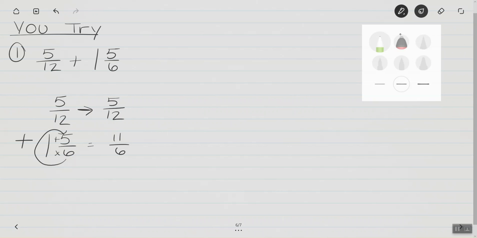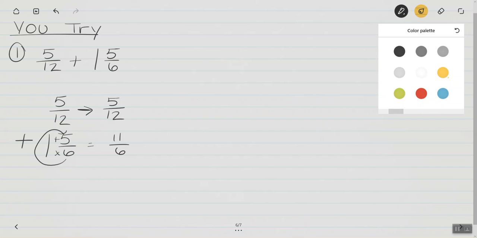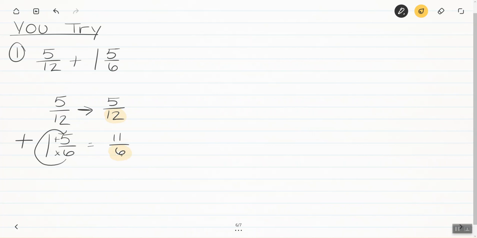Now I have to look at my denominators. I have a 12 and I have a 6. Look across the 12 row and the 6 row at the same time. Start with the 6 row. The first digit that's in the 6 row on the multiplication chart would be 6. Does 6 show up in that 12 row? No. The second number in the 6th row would be 12. Well, 12 shows up in the 12th row.